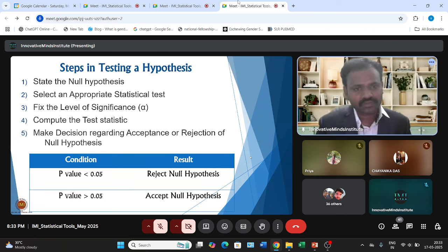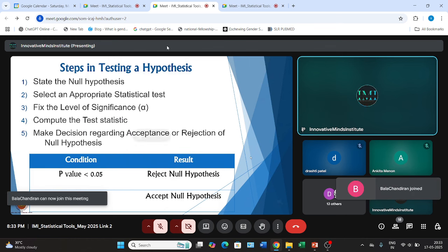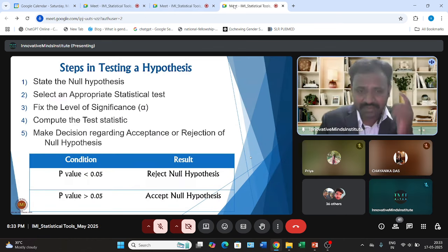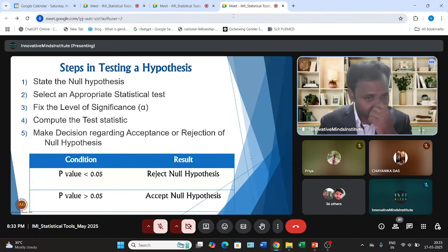So how to test the hypothesis or how to announce the result? You will get some results in SPSS, right? Some p value you will get, the p value or SIG value, which means significant value. You will get it in SPSS. So you have to compare that p-value with 0.05. What is that 0.05? It is not a magic number. I have given the explanation already. The level of significance for social sciences is 5%, so you are comparing with 0.05.